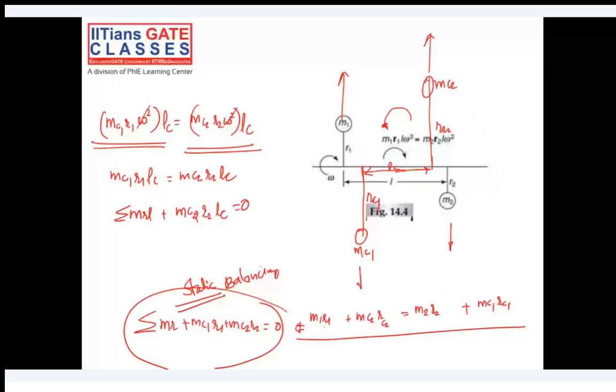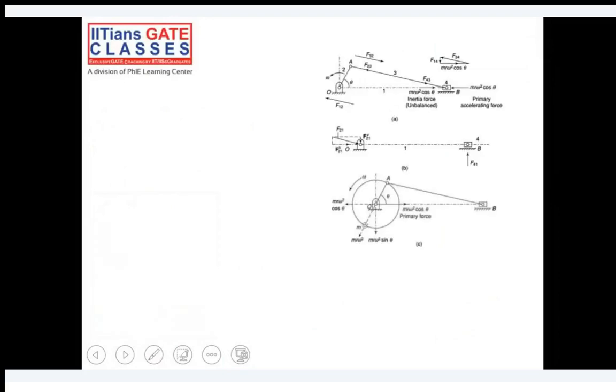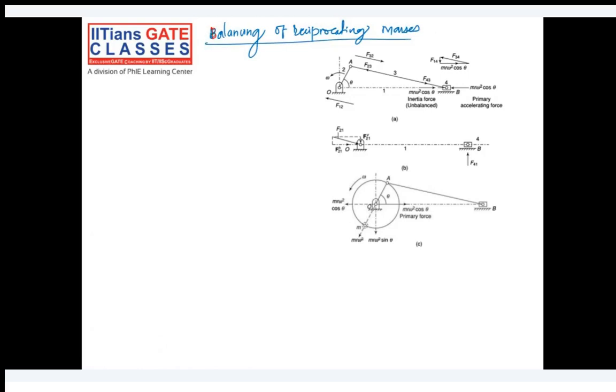Another point, but still we have it in the syllabus, we'll study that: that is balancing of reciprocating masses.